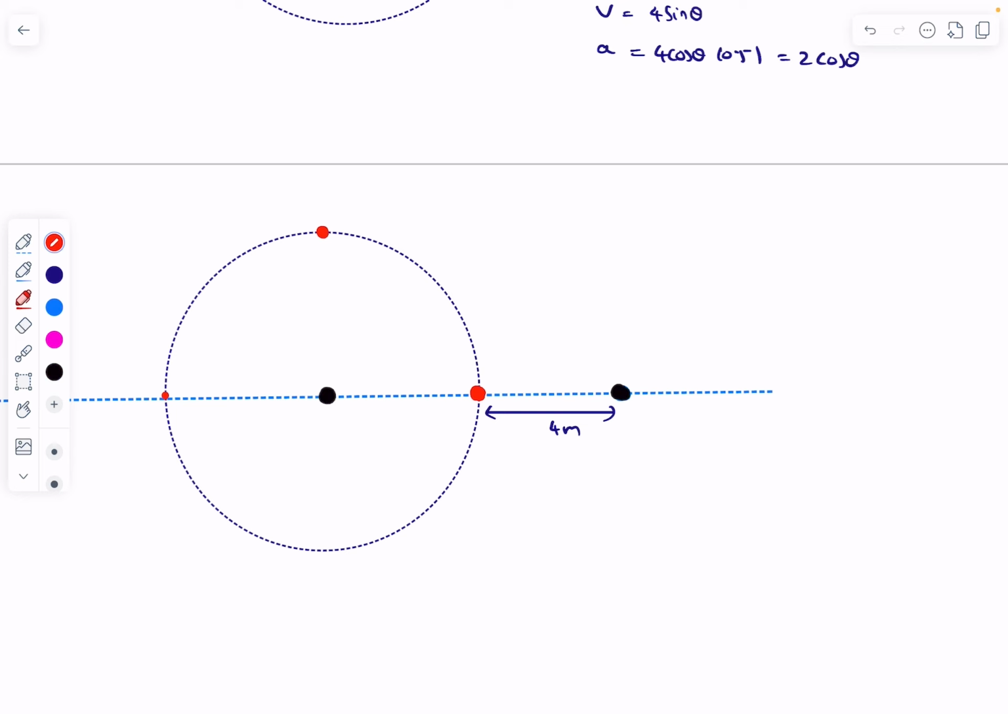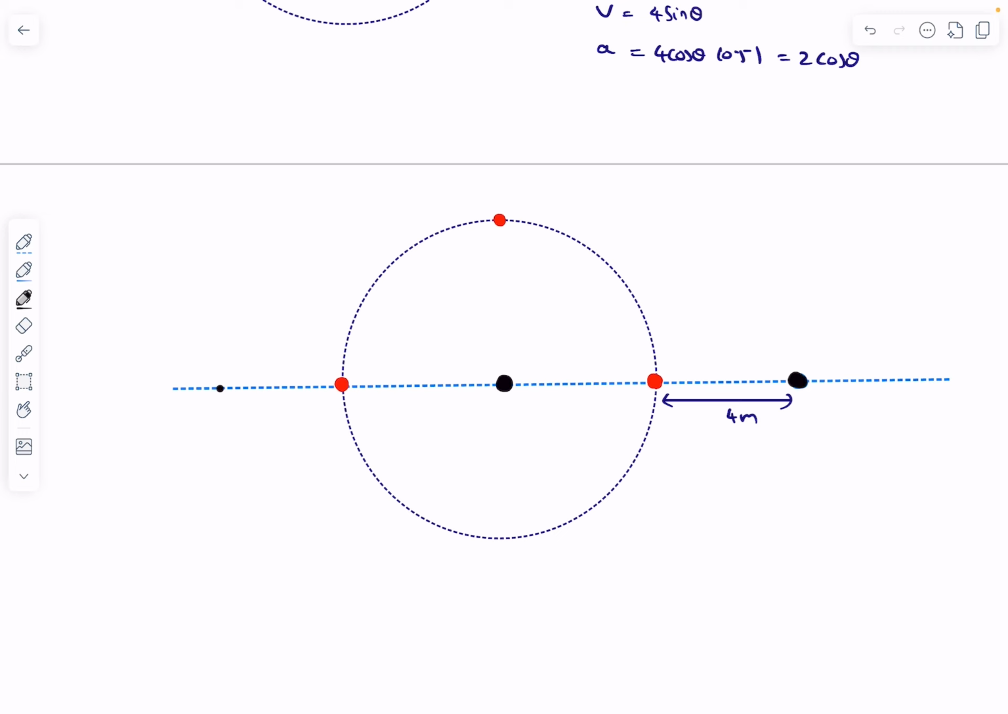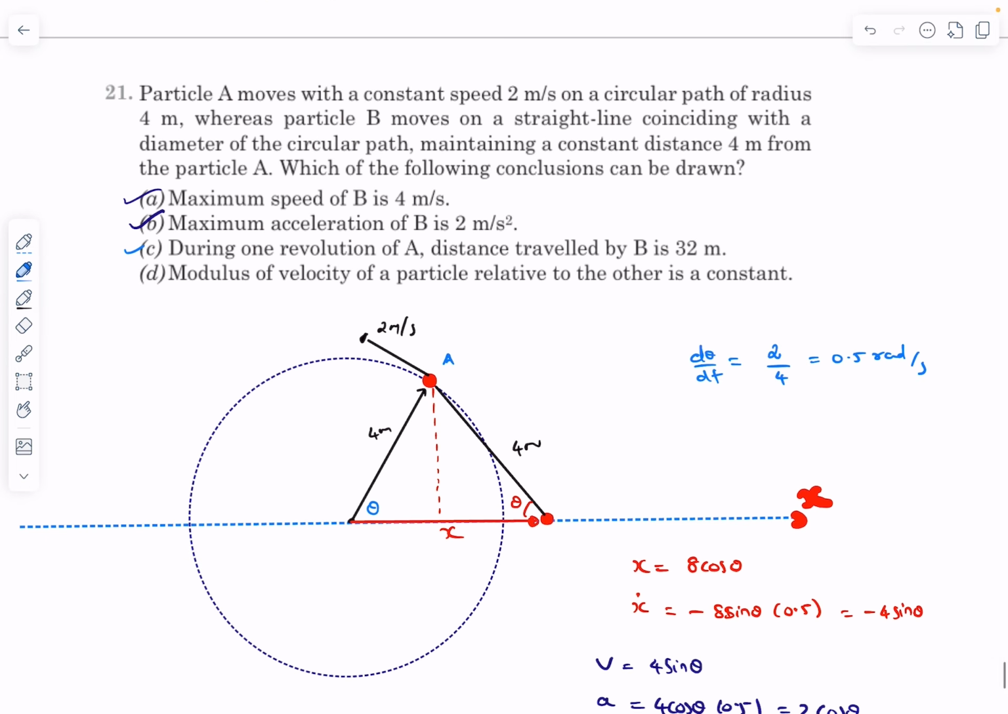Actually, I'm going to draw the second particle with a black dot. So now the second particle is over here at this instant. And when the red dot reaches this particular point, the black dot must have reached this point, which is at a distance of 4 meters from the red dot. So how much distance did it cover for half the oscillation? It covered 4 meters and 8 meters for the diameter plus 4 meters. So it's actually 16 meters, right? So for half oscillation, it's covering 16 meters. So for the full oscillation, it will cover 32 meters. So option C is also correct.